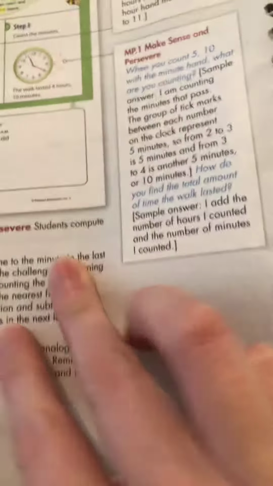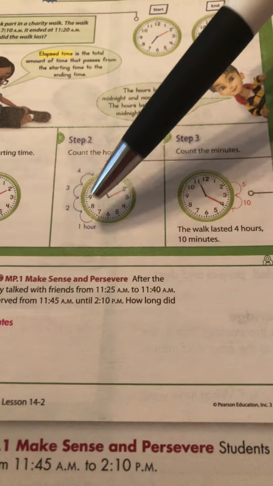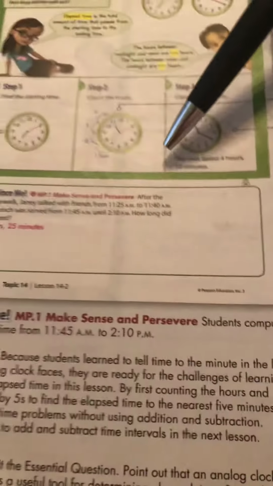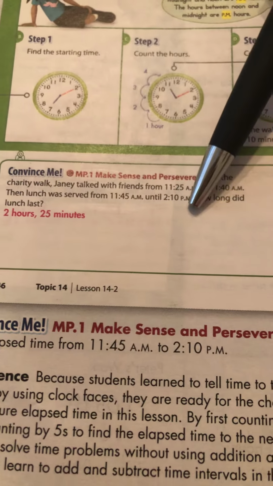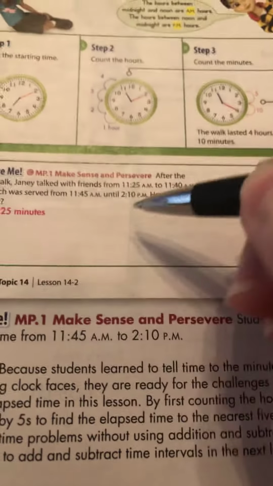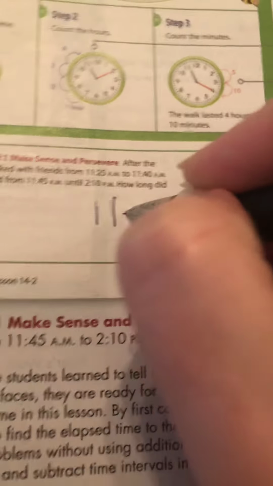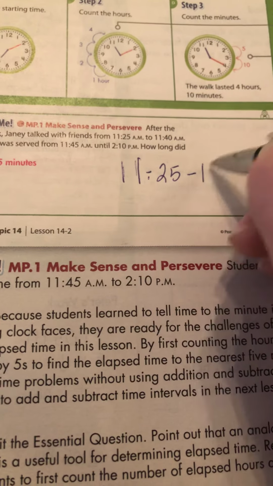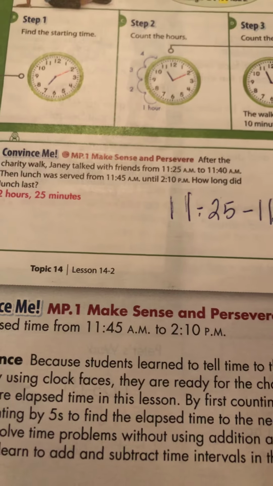All right, next we'll do the Convince Me page. All right, and this is the teaching section right here. It reviews the hours, and there's 5 minutes in between each number. Okay, on here we have 2 hours and 25 minutes is the answer. When you go from 11:25 to 11:40, that would be 15 minutes.